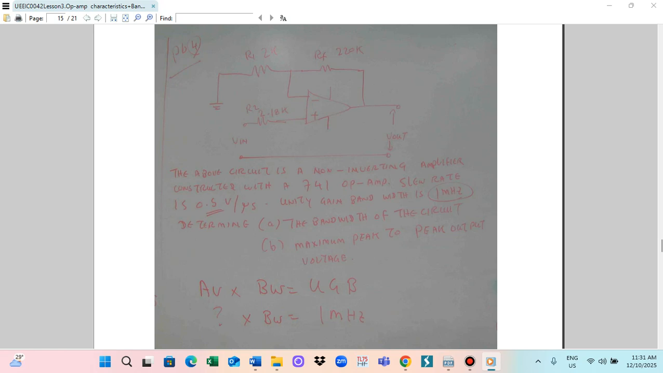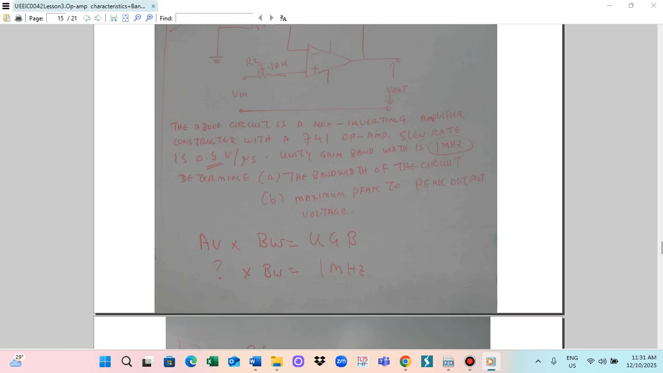AV multiplied by bandwidth is equal to UGB, the unity gain bandwidth. So here we don't know the bandwidth. So this is also equal to the unity gain bandwidth.